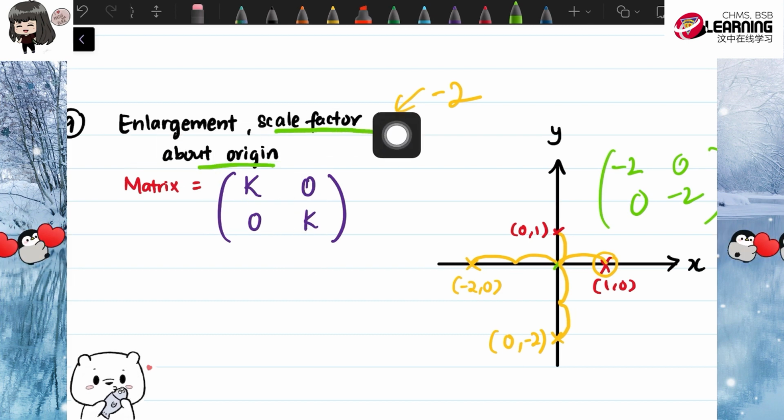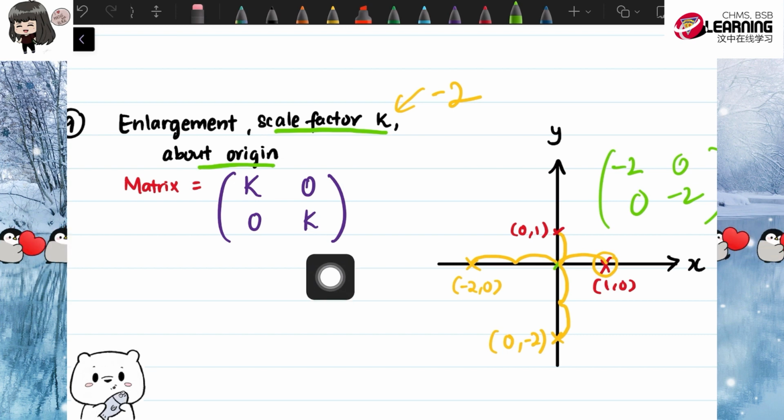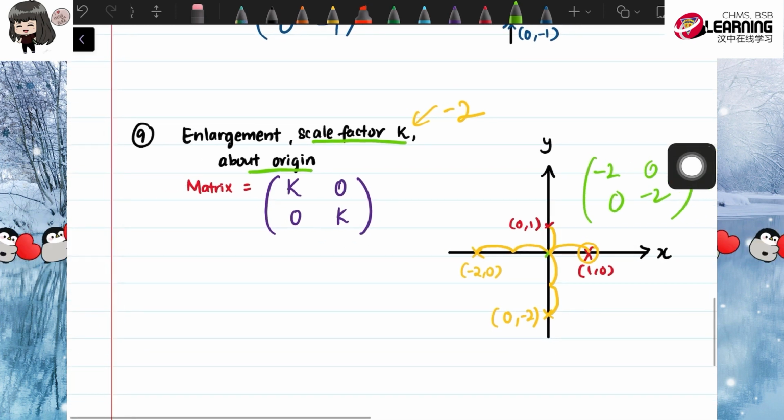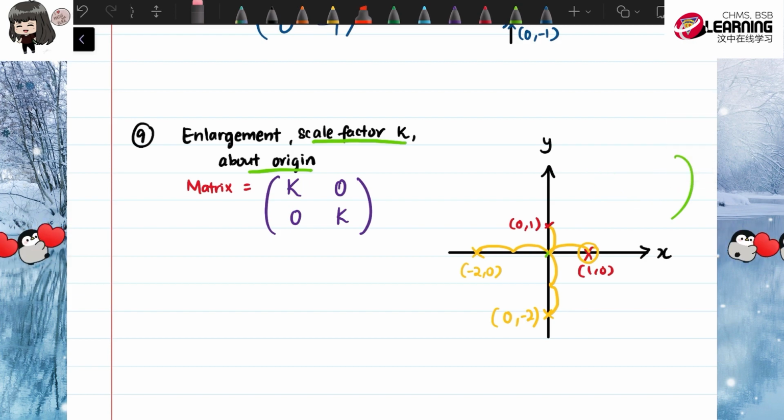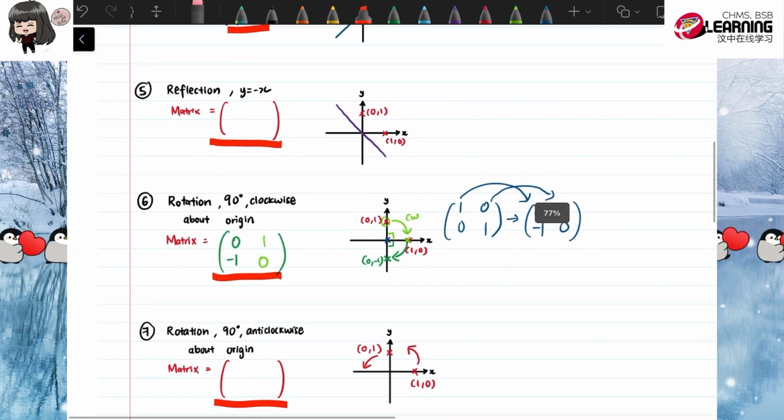So if they say enlargement with scale factor 3, what is the matrix? The answer is 3, 0, 0, 3, and so on. I hope you understand this one. Today's lesson is only like this. What you need to do is copy this down, understand it, and then do these 2 questions on your own.